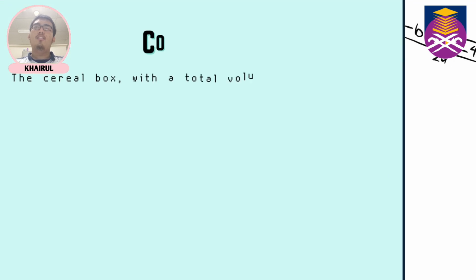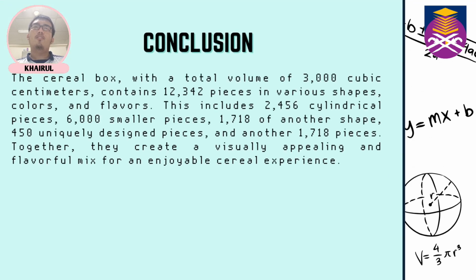In conclusion, the cereal box with a total volume of 3,000 cubic centimeters contains 12,342 pieces in various shapes, colors, and flavors. This includes 2,456 cylindrical pieces, 6,000 smaller pieces, 1,718 of another shape, 450 uniquely designed pieces, and another 1,718 pieces. Together, they create a visually appealing and palatable mix of an enjoyable cereal experience.